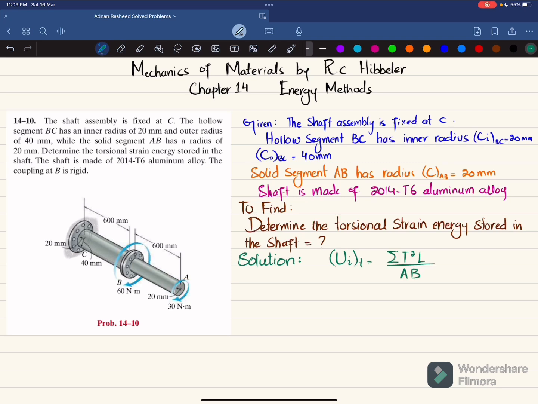Why this formula? Because we have two different sections, so here we will find the torque. For portion AB, the strain energy due to torsion will be equal to T_AB squared times L_AB divided by G J_AB. The material is the same, only the diameters are different. And for segment BC, it will be T_BC squared times L_BC divided by G J_BC.